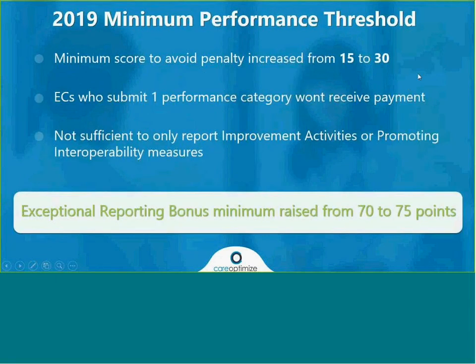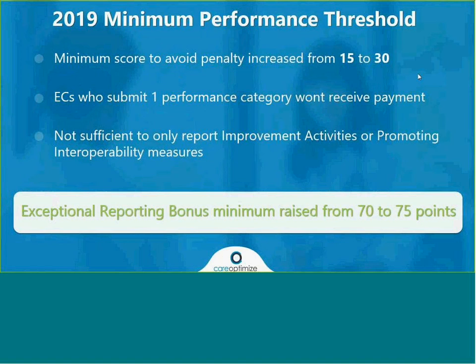Okay. The performance thresholds have also increased. This is a big one. This is going to affect a lot of groups who are just squeaking by doing the minimum. So if you were not trying to max out your score, this may be the most important slide to you in this presentation. Your minimum score is now going to double, meaning you have to have at least a 30 as a score to avoid a negative payment.